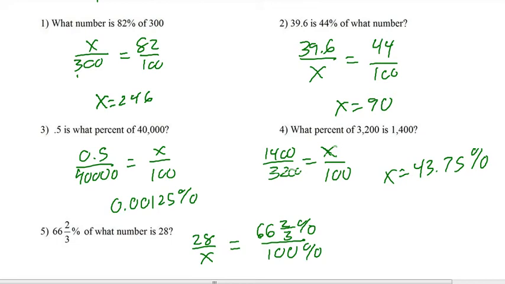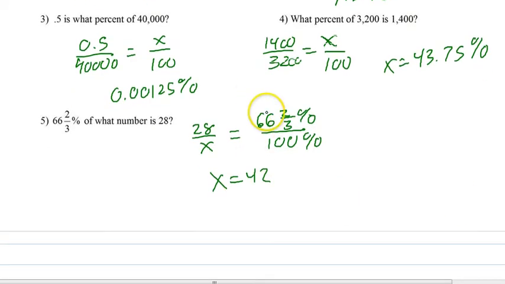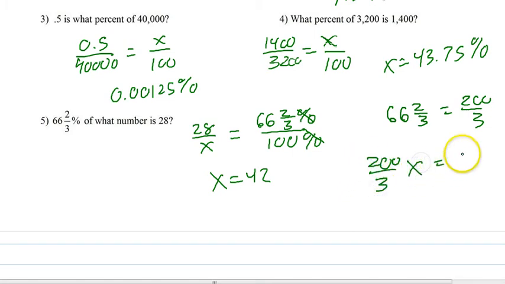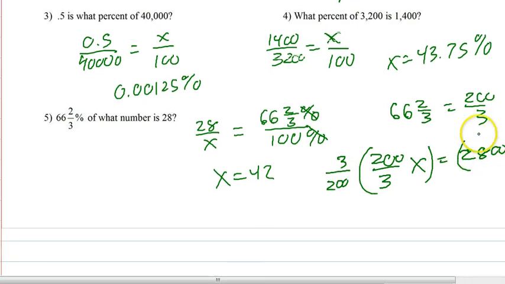Okay. And so on this one it's a little trickier. What I did is I converted this. Remember, the percents will disappear. I converted the 66 2/3 into 200 over 3. It gives you a little bit easier equation to multiply. So we get 200 over 3 times x equals 2800, right? And that way we can just multiply by 3 and divide by 200 on both sides. And that gives us 42.